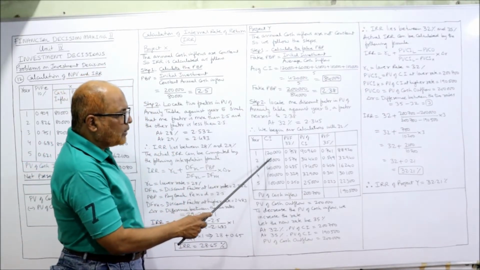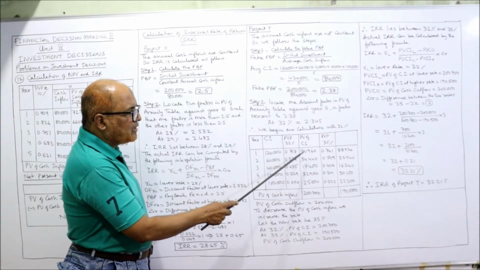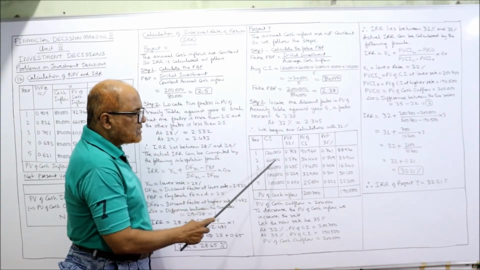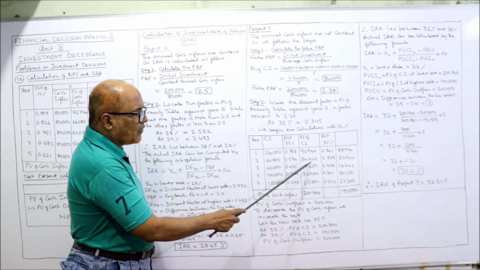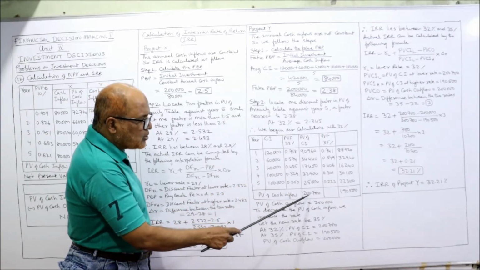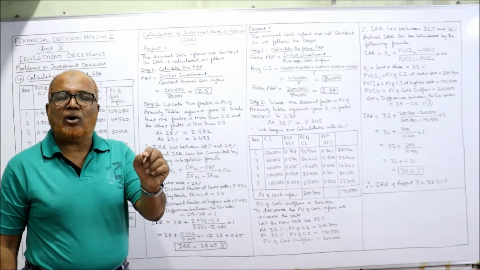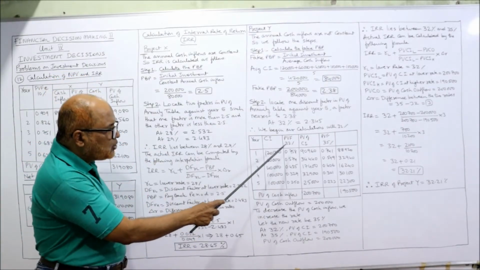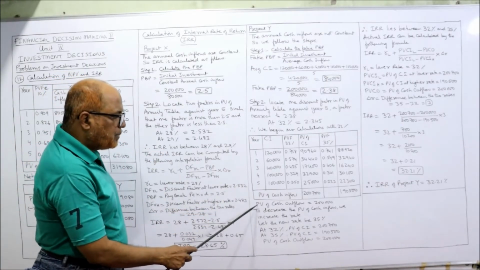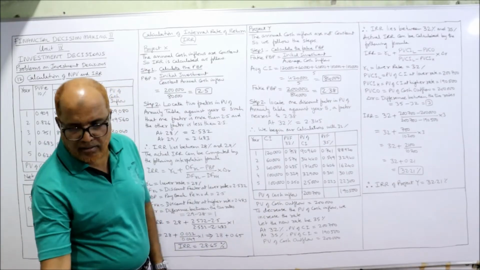Now multiply 1,20,000 into 0.758. You get 90,960. 60,000 into 0.574 is 34,440. Take the total, you are getting 2,700,000. 2,700,000 is the PV of cash inflow at 32%, whereas PV of cash outflow is 2 lakh.